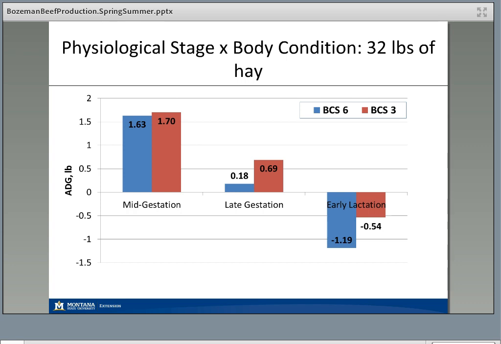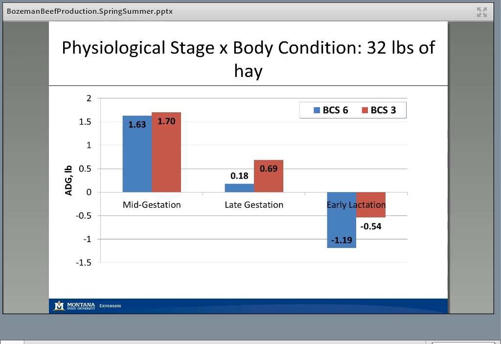And like we looked at in our previous graph, we have the same three stages of the production cycle: mid-gestation, late gestation, and early lactation. Now if we fed 32 pounds of that grass hay during mid-gestation, both groups of cows would gain weight. The thinner cows would gain a little bit more than the cows in better condition. As we start to increase the requirements from the fetus and then from lactation, we see that we have a different response between the cows in condition score 6 and condition score 3.